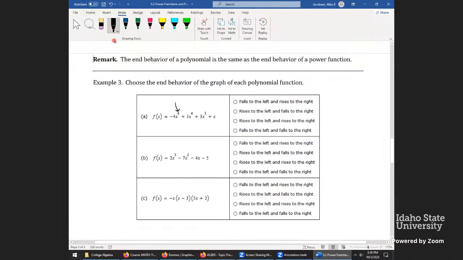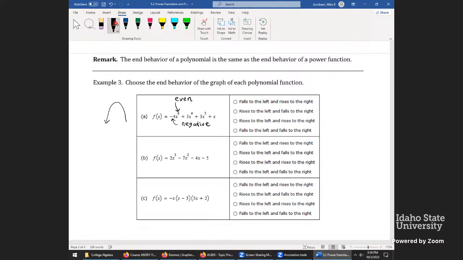Our exponent here is even. That means both the arrows are going in the same direction. Our leading coefficient is negative. And so now the question is, if we have an even exponent for our leading term there, and the leading coefficient is negative, will the graph look essentially like this, or would it look like this? Exactly. Our graph is pretty much just this one.